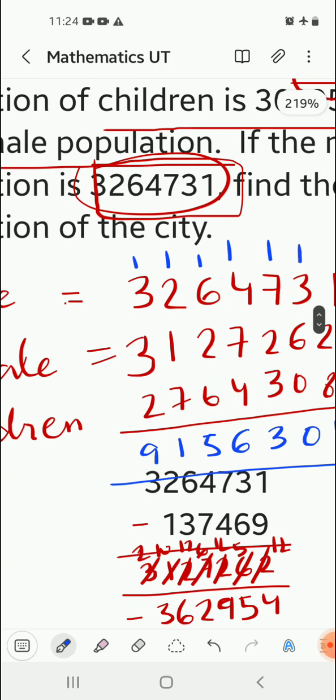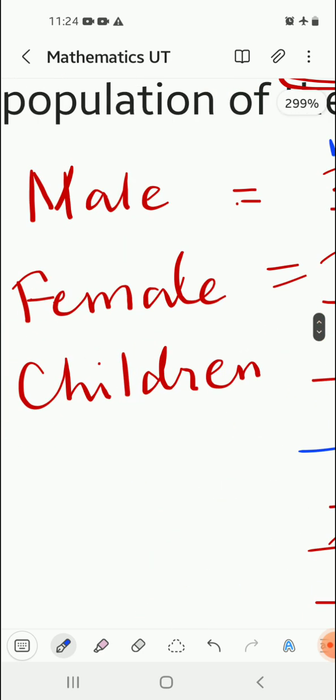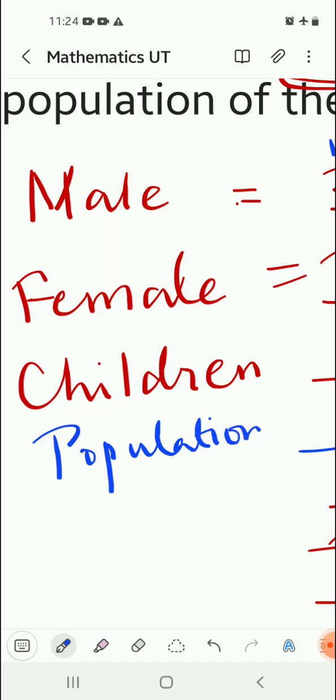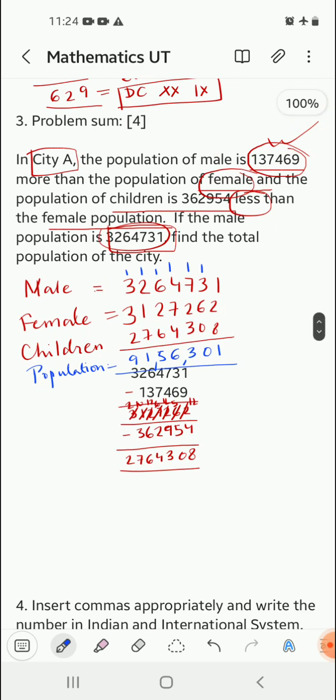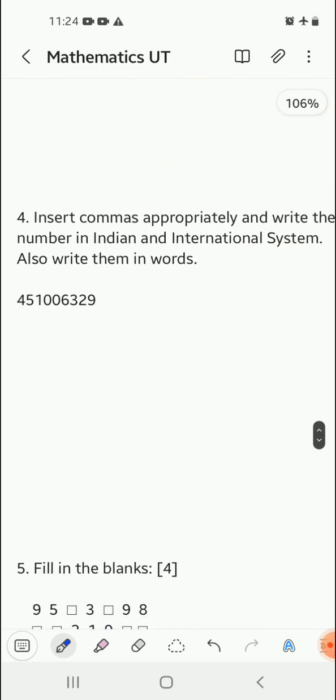So the total population of the city will be 91,56,301. Let's move to the next question.